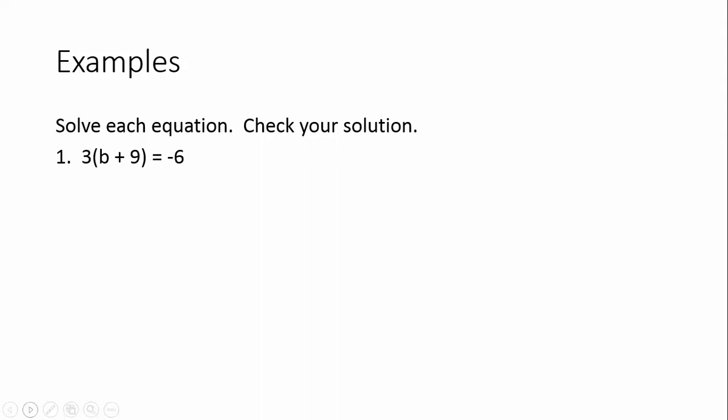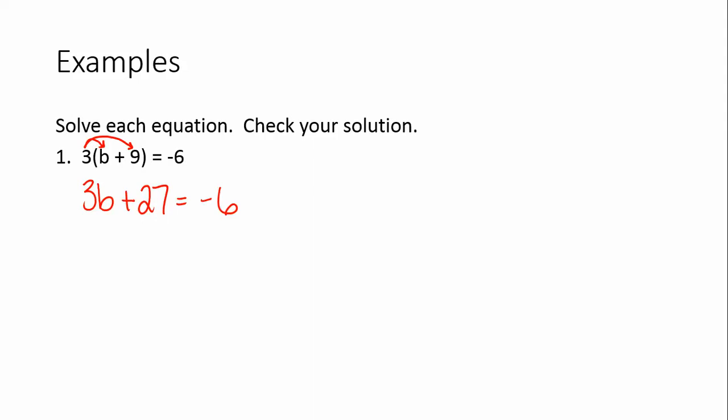So for example 1, we have 3 times the quantity b plus 9 equals negative 6. The first thing we want to do is distribute. We have the distributive property here, and we know that because we have a set of parentheses with a number out in front. So the first thing we're going to do is distribute the 3 through the parentheses. That gives us 3b plus 27 equals negative 6.